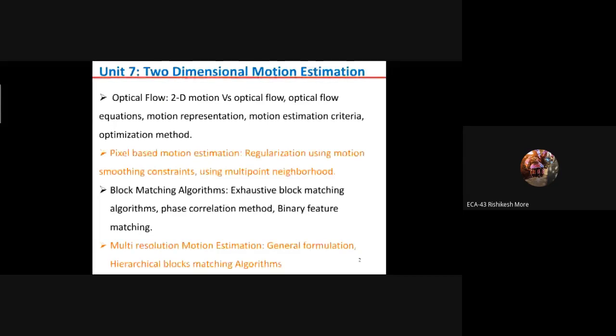Along with this, if we have to detect the motion of a particular object, then we have to study the various types of algorithms. In this unit we study different types of algorithms: the exhaustive block matching algorithm, the phase correlation method, and the binary feature matching algorithm. So we have to study three important types of algorithms regarding video.